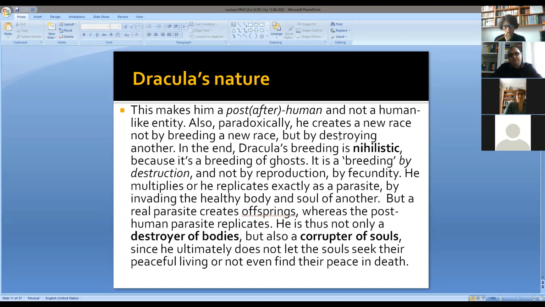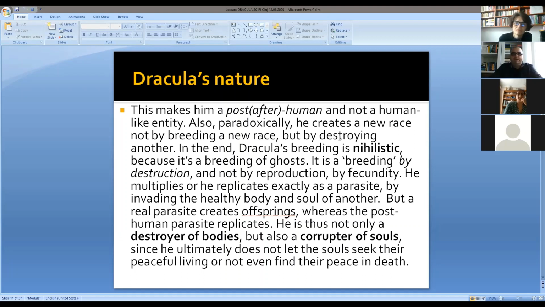Also, paradoxically, he creates a new race not by breeding a new race, but by destroying another race. So he doesn't breed a new race, he destroys another race, and he doesn't breed a new race because this new race, even if it exists, is not entirely living. In the end, Dracula breeds ghosts. Dracula's breeding is not real, but it's nihilistic because it's a breeding of ghosts. It is a breeding by destruction and not by reproduction, by fecundity.